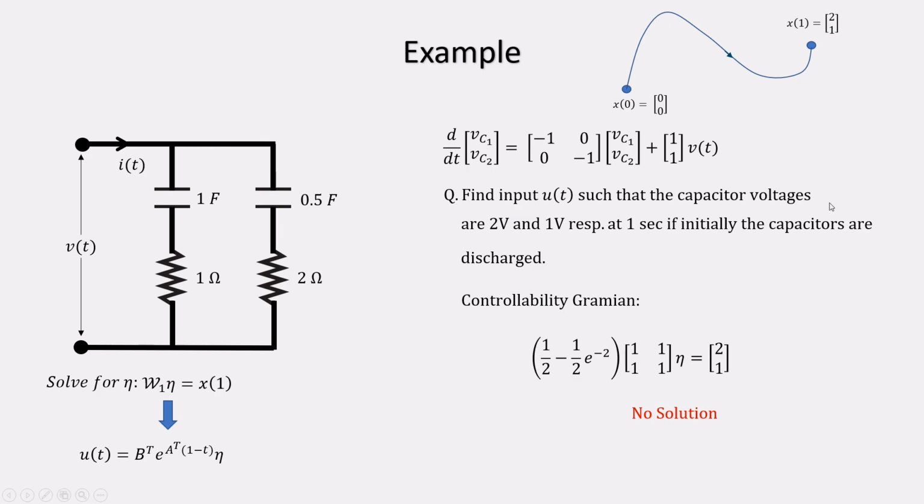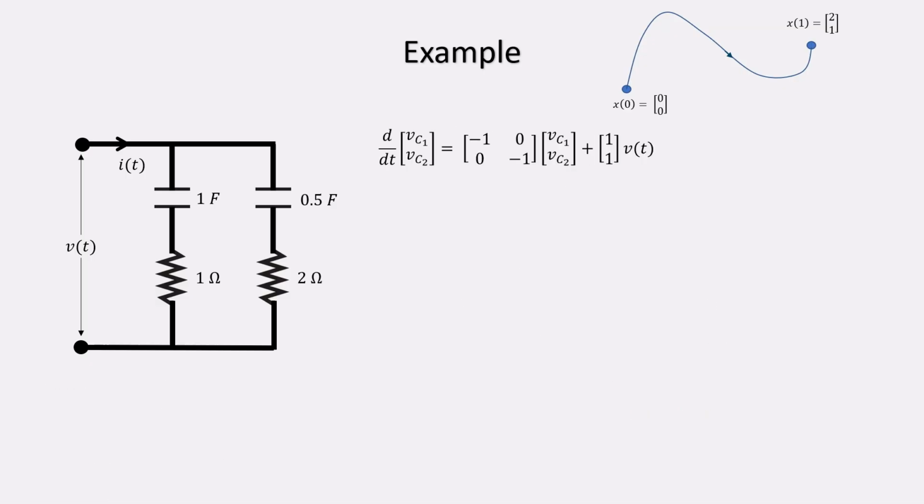Let us take an example that we had already done in a previous lecture and try to see what it means by whatever we are talking about here. So, remember this example: the question was that we have to find an input u(t) such that the capacitor voltages are 2 volt and 1 volt respectively at 1 second, if initially the capacitors are discharged. We found that there is no solution for this example, and this was an uncontrollable system because the rank of the controllability matrix here was 1.